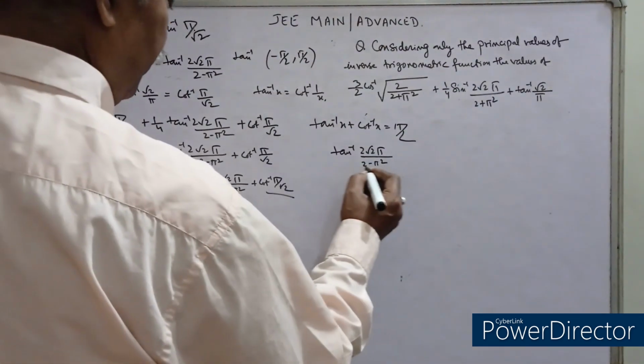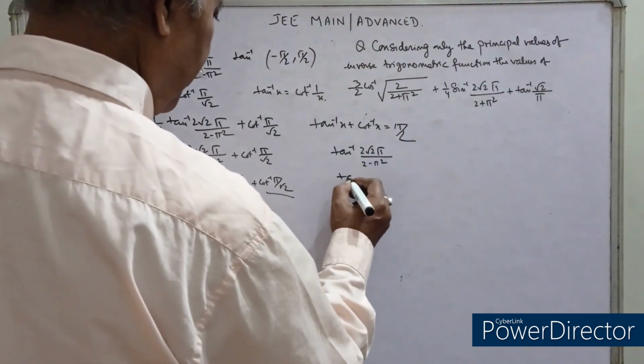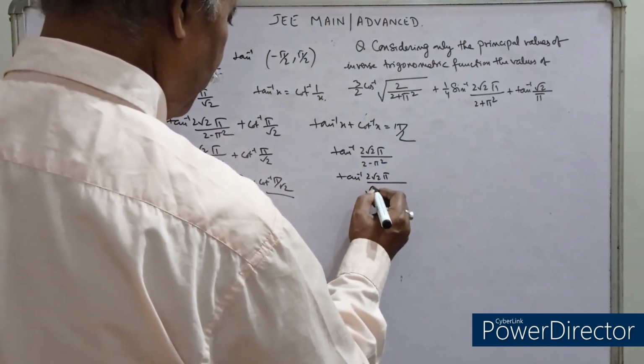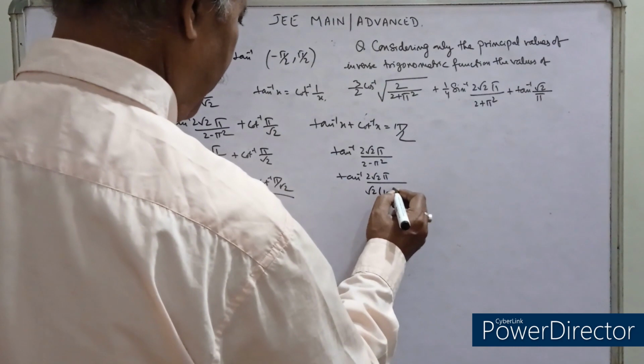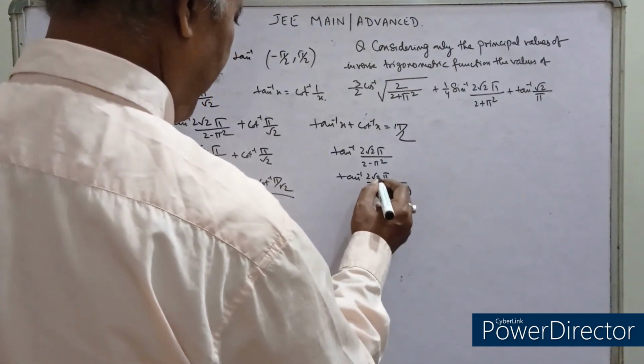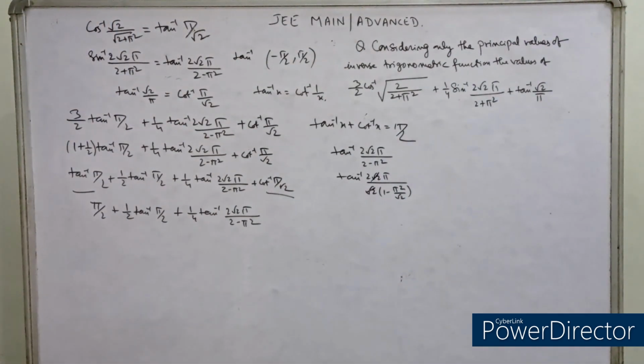So if I take root 2 common here, tan inverse 2 root 2 pi by root 2, if I take common, 1 minus pi square by root 2. This cancels out.